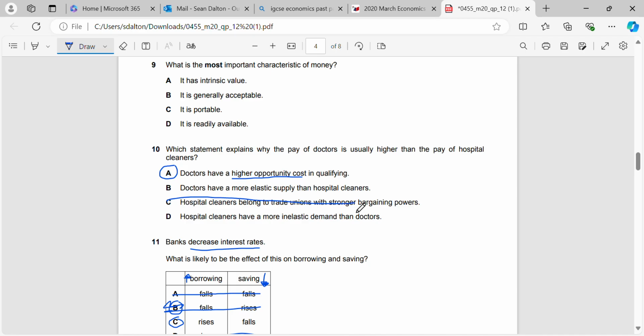The belonging to trade unions doesn't affect their pay. Doctors have more elastic supply. Again, not true. And hospital cleaners have a more inelastic demand. Again, unlikely to be true. So it's because of the fact that they have to take such a long time and spend a lot of money to qualify, that means they get paid more.